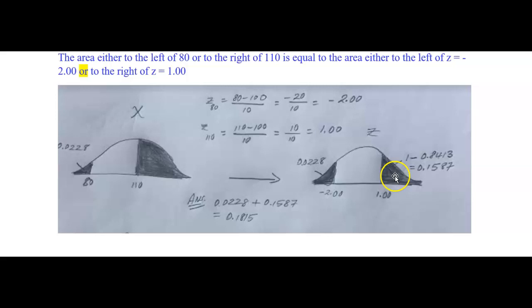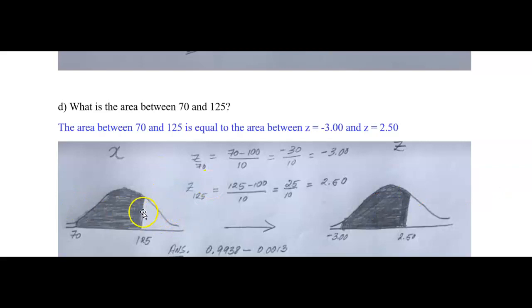If I want the right side, since the whole thing is 1, I do 1 minus what's on the left, and I have 0.1587. So to find the area of these two shaded regions, I add them, right? I need to add this area to that area, and that's what I did here to get 0.1815. So when it's on the outside of the two, you add them. When it's between the two, you subtract them. See the two different cases here? When it's between the two, you subtract the two answers you get.